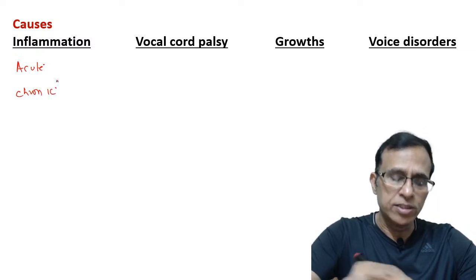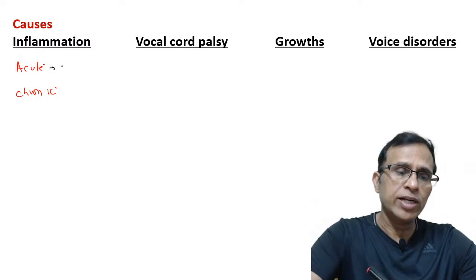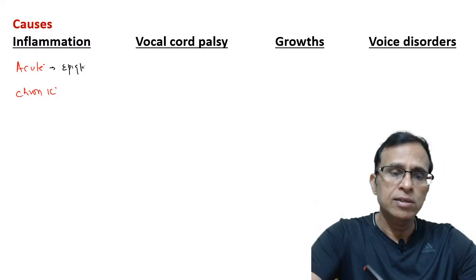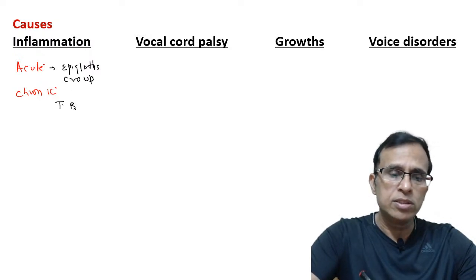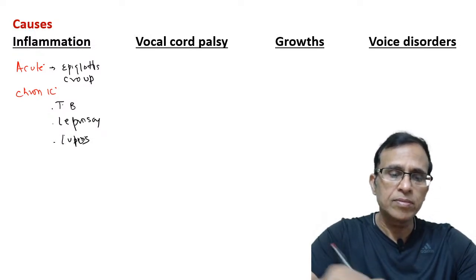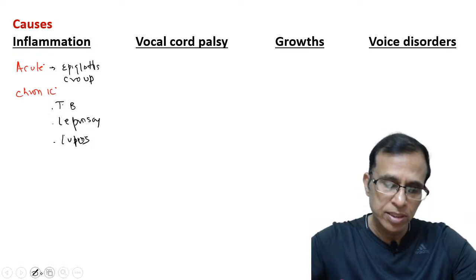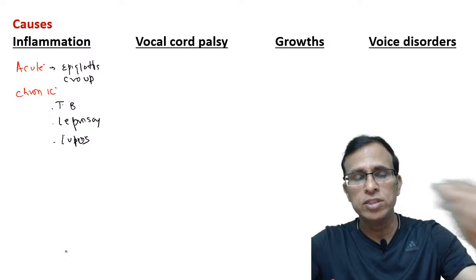Now acute infections in children are usually epiglottitis or croup. But in adults we could see tuberculosis, leprosy, maybe lupus, things like that. So a lot of these conditions can affect the vocal cord and cause hoarseness of voice.